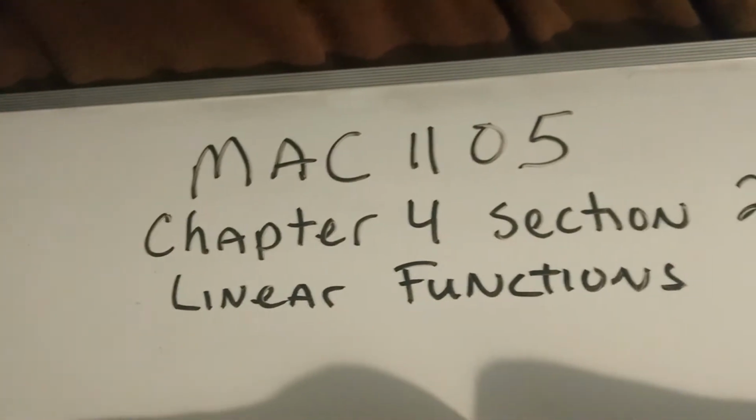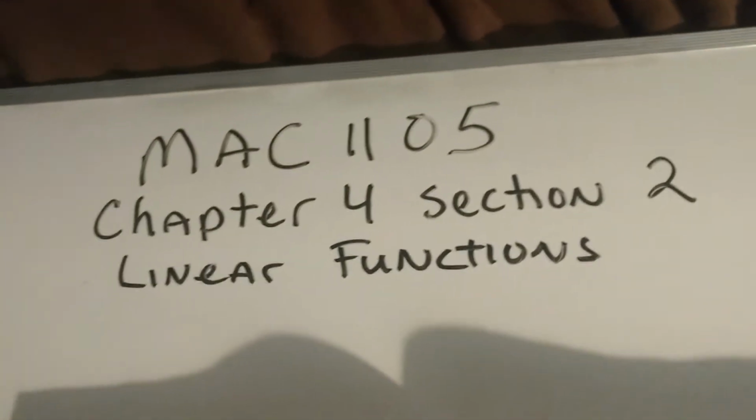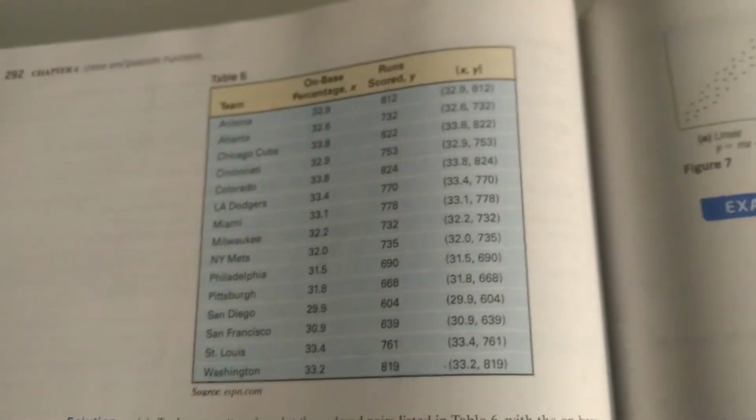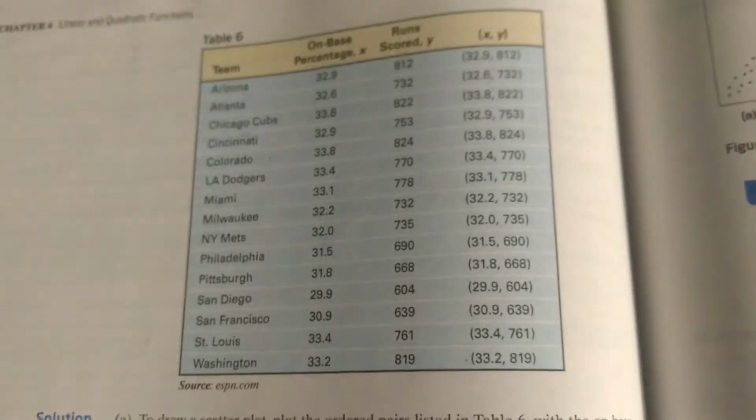This is MAC 1105, Chapter 4, Section 2, Linear Functions. This is a real short section, so this will be a short video. Basically, it's dealing with what we call scatter plots and statistics.